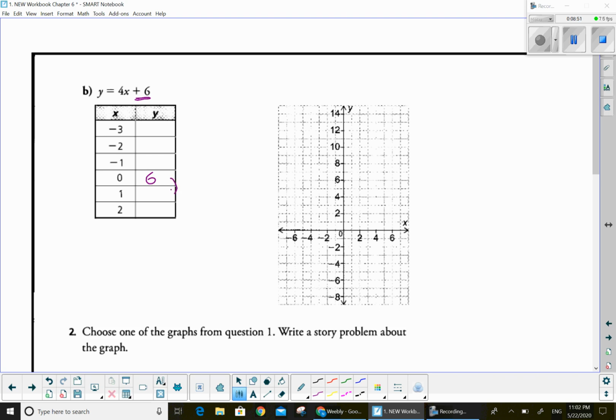So that means it's increasing by 4 every time. So this is going to be 10, 14. And then in the other direction, it's going to be minus 4. So 6 minus 4 is 2, negative 2, negative 6.